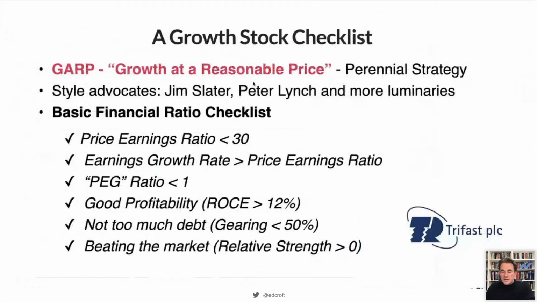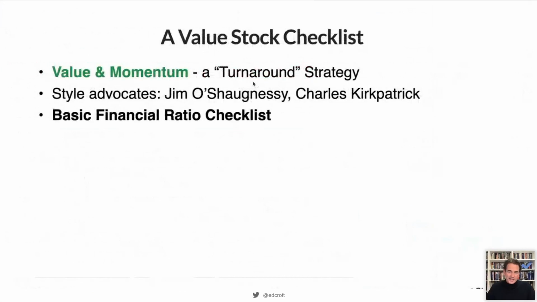So let's go on to my next one, a value stock checklist. Value and momentum is one of my preferred routes. And by the way, I don't own the shares I'm talking about today. Value momentum is a turnaround strategy, trying to buy cheap stocks on the turn with momentum. And the style advocates, Jim O'Shaughnessy talks about it in What Works on Wall Street, Charles Kirkpatrick, there's a whole range of people, and a lot of quants love value and momentum.